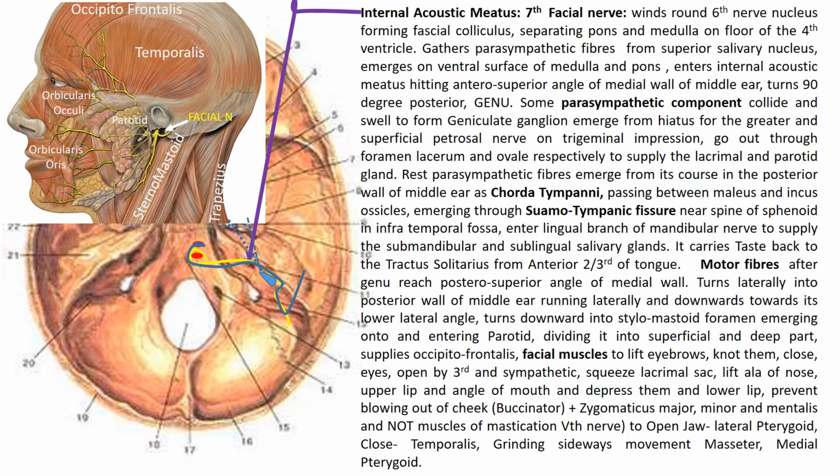Now it hits the anterior superior angle of the medial wall of the ear and turns 90 degrees backwards, producing a genu. The parasympathetic fibers, which are also called nervus intermedius, hit the genu and form a ganglion, which is called the geniculate ganglion. Now from inside the petrous temporal bone, 2 nerves arise, the greater and the lesser superficial petrosal nerve, and just below the trigeminal ganglion, in the trigeminal impression, there are 2 hiatus through which the greater and lesser superficial petrosal nerve emerge.